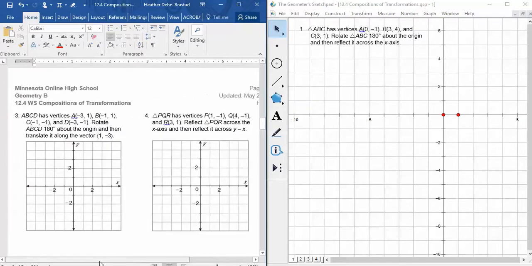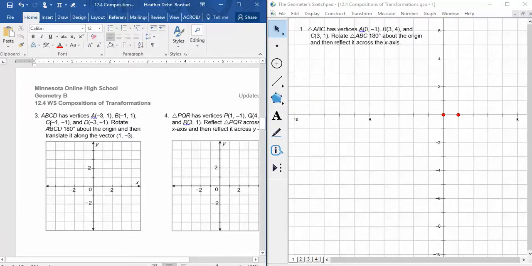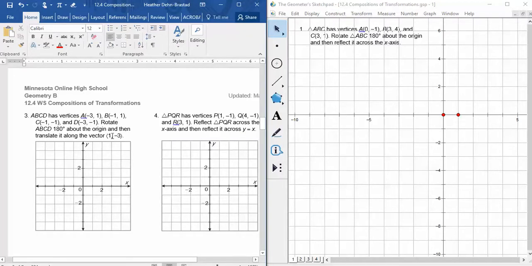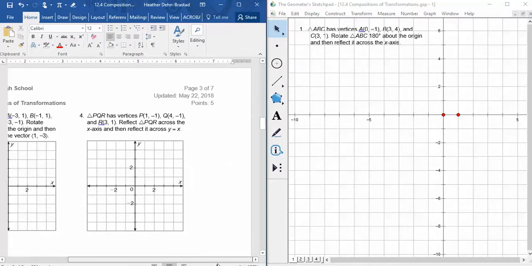For three, this one's a quadrilateral, so it'll have 4 points. First, rotate it 180 degrees and then translate it. Notice that when you translate it, the y component is negative, so it'll be going down 3. And then in number 4, you're going to reflect it twice, once across the x-axis and then across the line y equals x, which is this diagonal line.